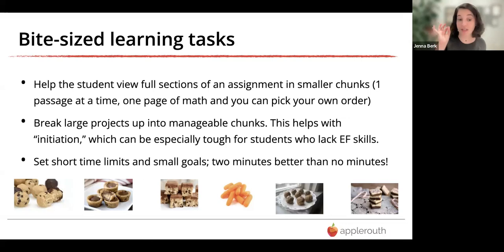And you want to set your short time limits and your small goals, right? 2 minutes working is better than no minutes working. I just read something in the New York Times the other day that said that jogging for a short amount of time at a really slow pace is actually beneficial. You do not need to say to yourself, well, I'm never going to run super fast, so I might as well not run. No, run super slow and super short. It is better than nothing.